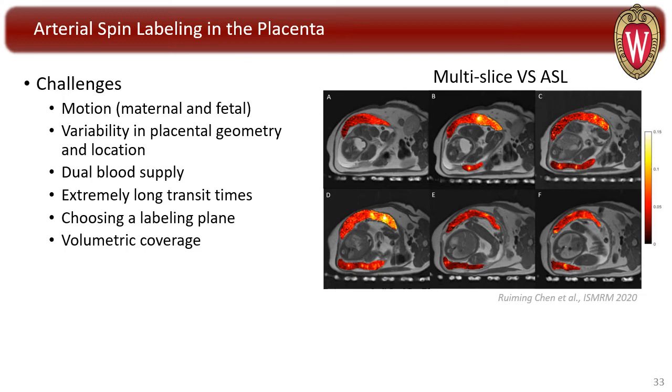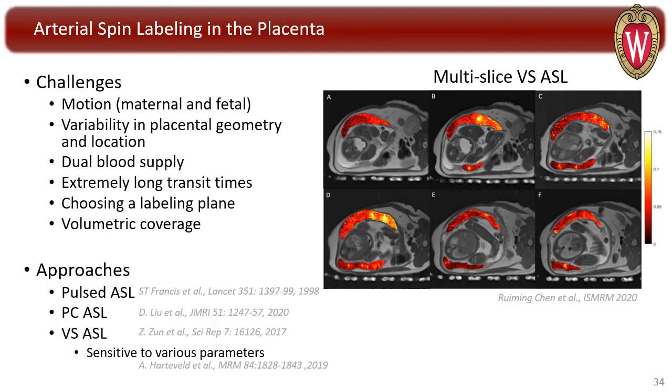The variability in geometry and presentation site, the presence of two circulatory systems, and the extremely long transit times in the slowly perfused placenta provide additional difficulties for current approaches. Further, the heterogeneity of the placenta suggests that volumetric imaging is more representative than 2D approaches, as shown in this multi-slice VSASL scan.